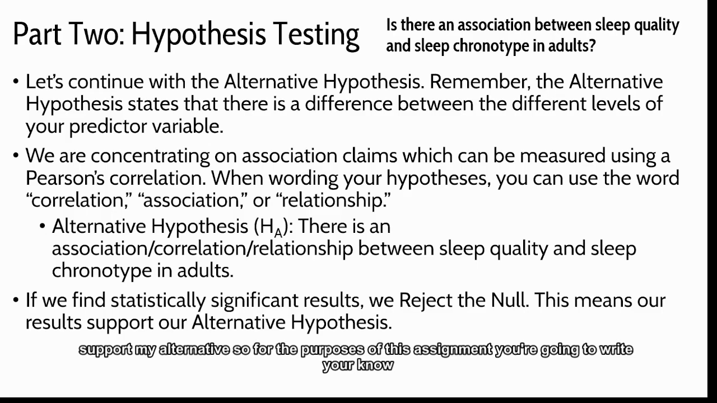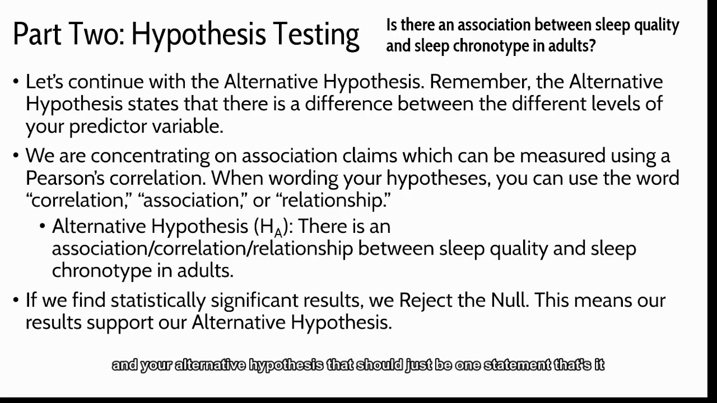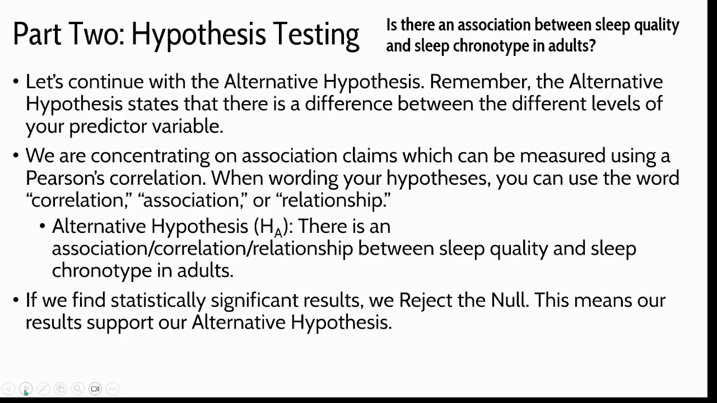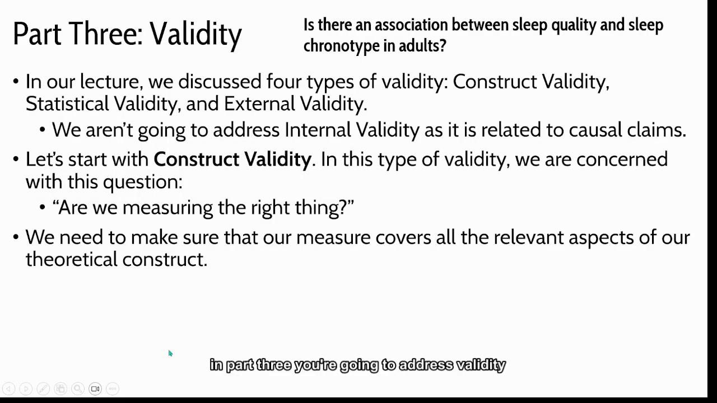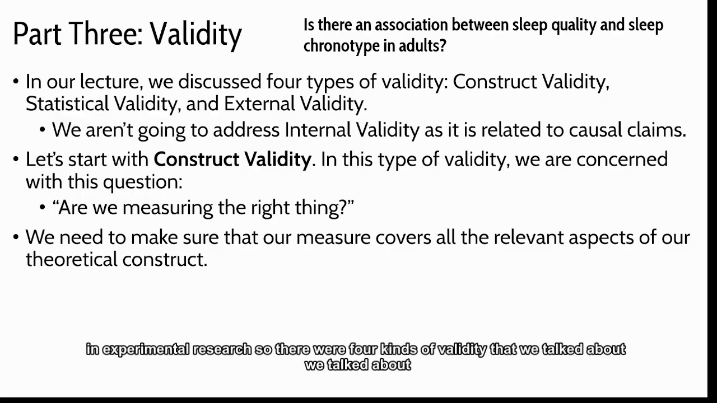So for the purposes of this assignment, you're going to write your null and your alternative hypothesis. It should just be one statement. That's it. Or 2 statements, one for the null, one for the alternative. In part 3, you're going to address validity. And I recognize that this is probably one of the portions of this assignment that you might not have seen a lot about in the past. So you might want to go back and watch the video again on validity in experimental research.